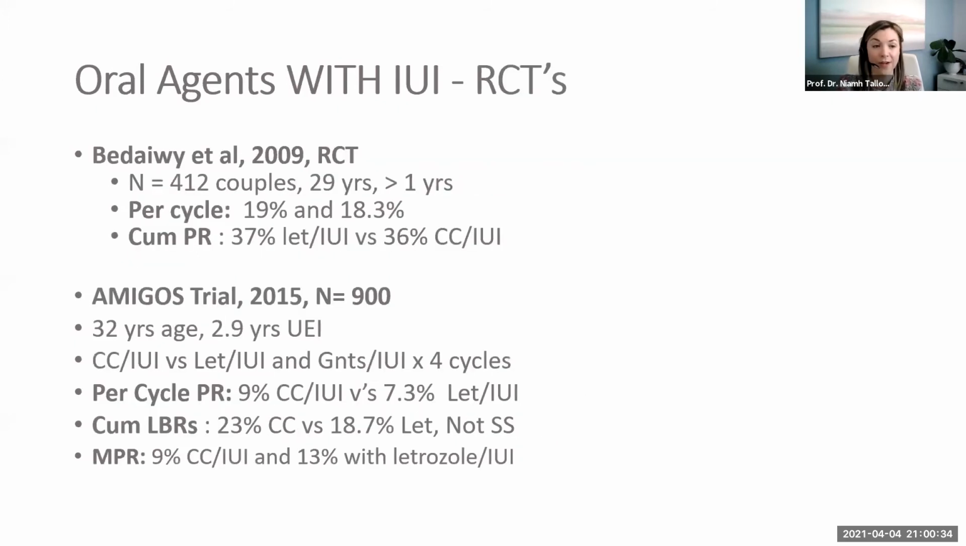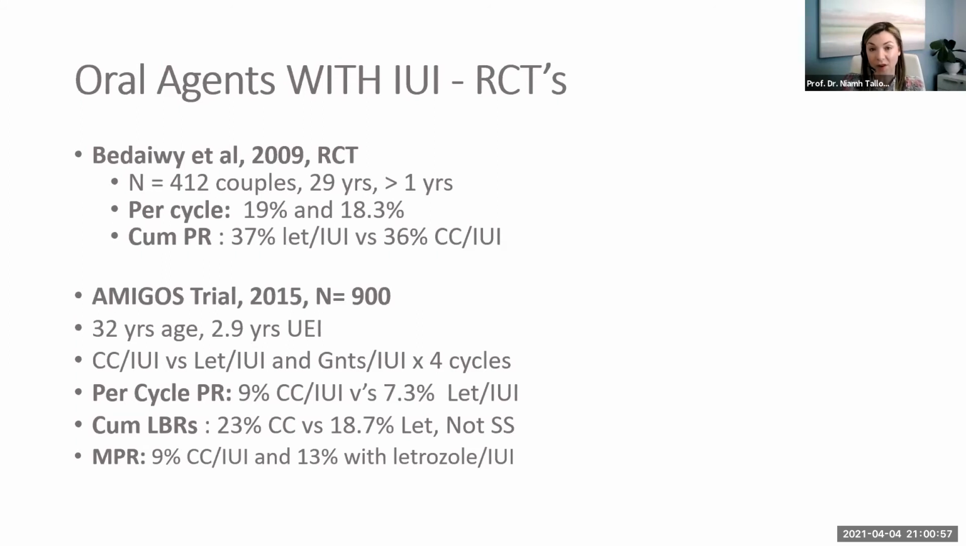Dr. Bedaiwy, who's moderating today, was part of the RCT in 2009, which looked at 412 couples, young, like 29 years of age, with over a year of unexplained infertility. And when you looked at doing oral agents with IUI, the pregnancy cycles were 19% and 18% for letrozole and Clomid respectively, and cumulative pregnancy rates were the same.